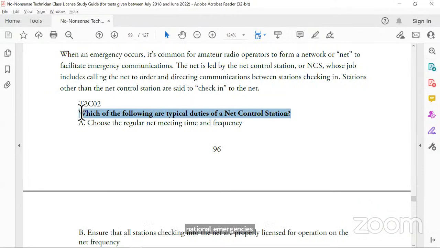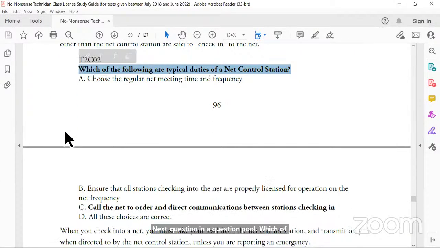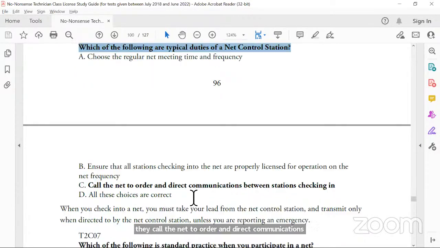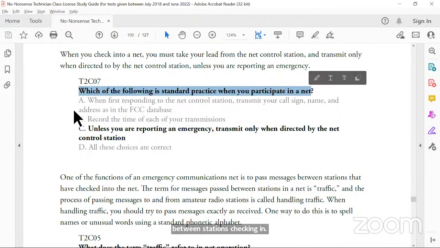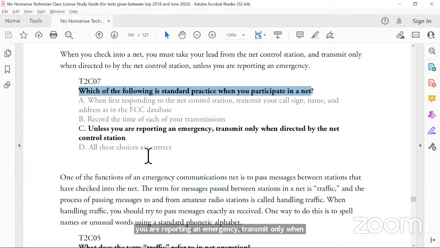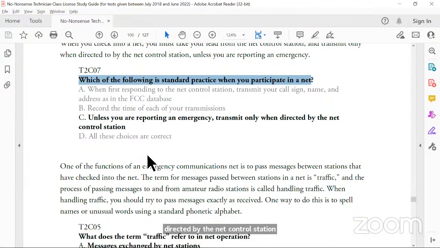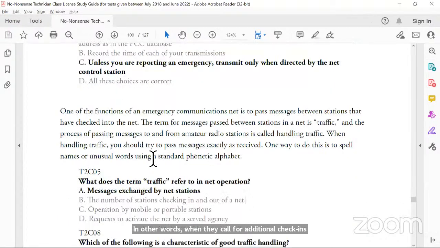Next question in the question pool. Which of the following are typical duties of a net control station? Well, they call the net to order and direct communications between stations checking in. Okay, moving right along. Which of the following is standard practice when you participate in a net? So unless you are reporting an emergency, transmit only when directed by the net control station. In other words, when they call for additional check-ins or when they call you back for reports.